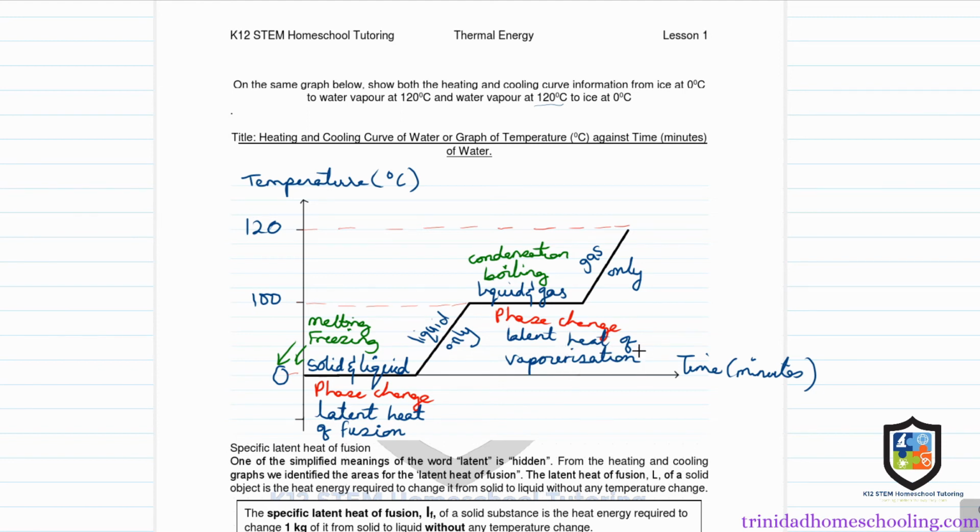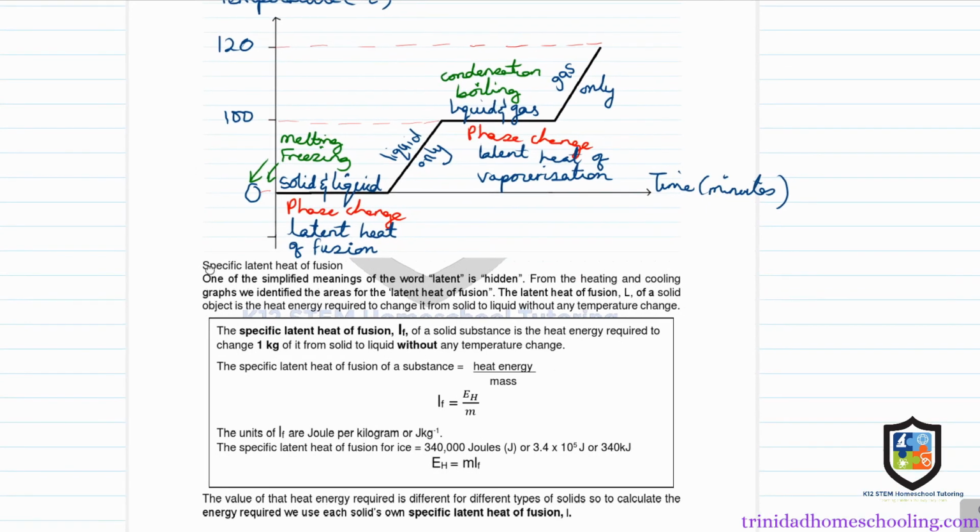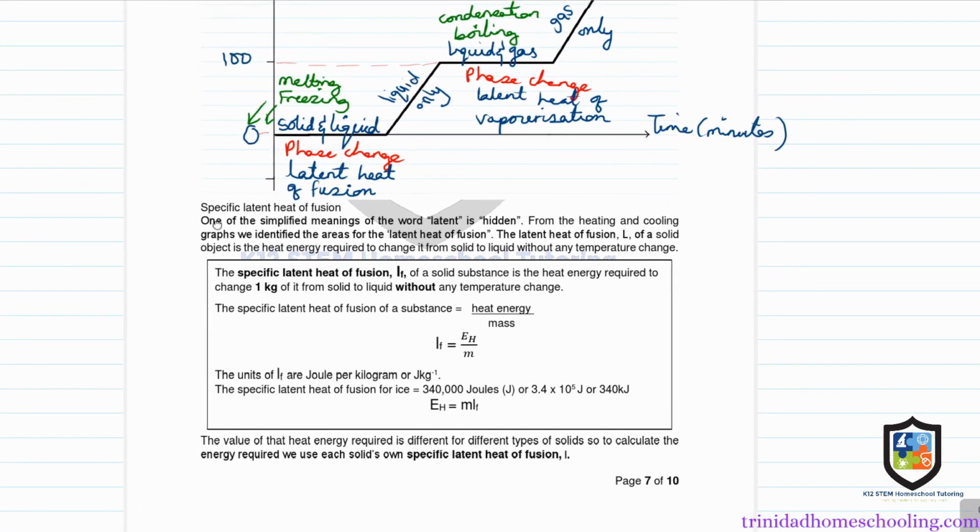Now, for your lab, you would need to identify where your phase change occurs on your graph and label your latent heat of vaporization. So you could either write it on the graph itself, or you could label A, B, C, D and identify in your discussion where your latent heat of vaporization is and where your latent heat of fusion is. So now let's talk about what is this latent heat of fusion and what is this latent heat of vaporization.